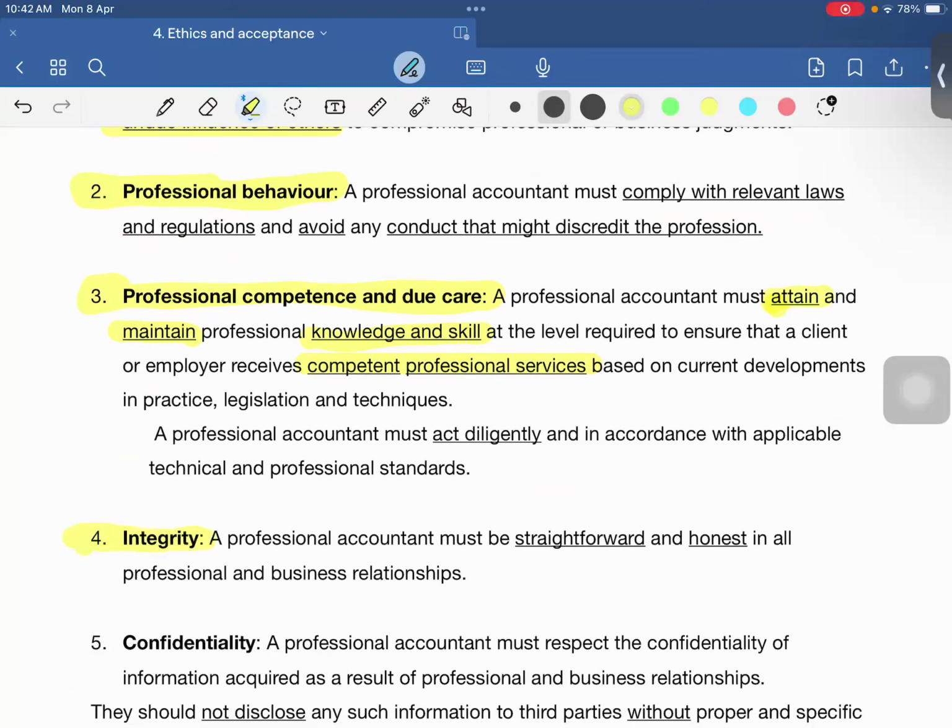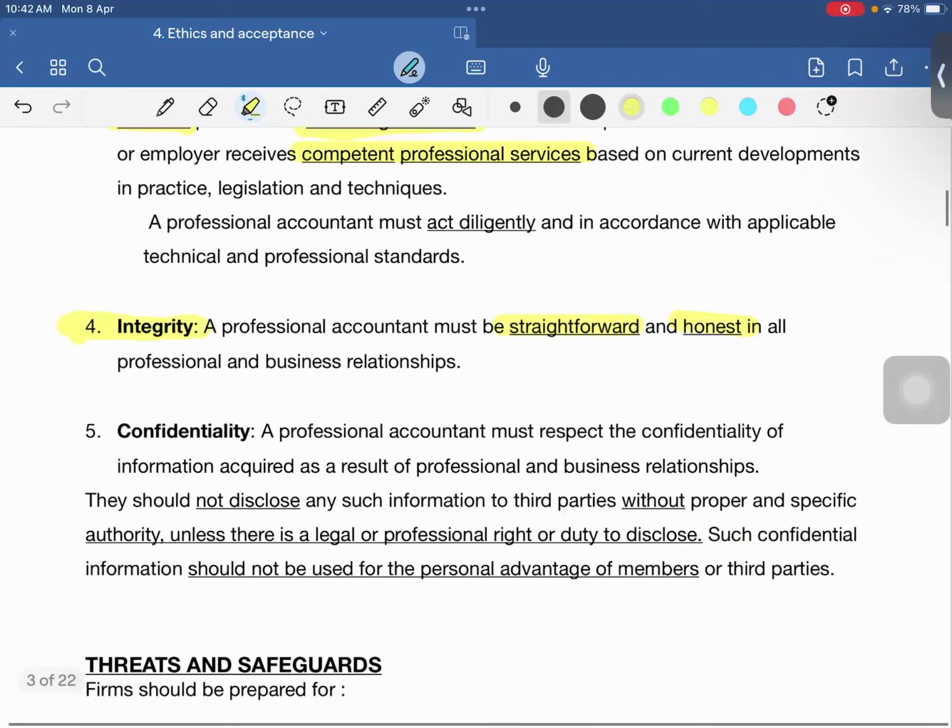As an ACCA person, you must be honest. That means you mustn't lie, and you mustn't do anything that conceals something. You must be straightforward, frank, and honest all the time. Whenever you are dealing with a client, you should be honest and not lie. You can't do things that deceive people. So you must keep that integrity in check.